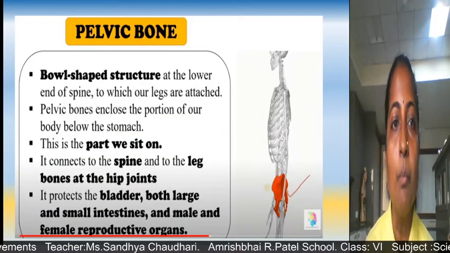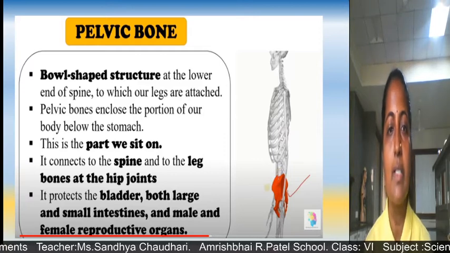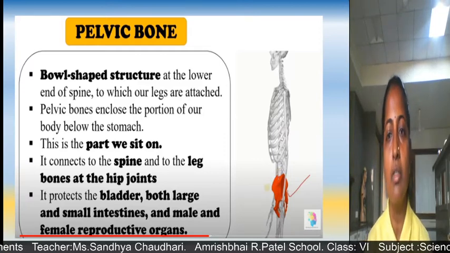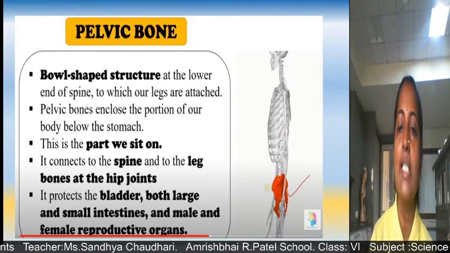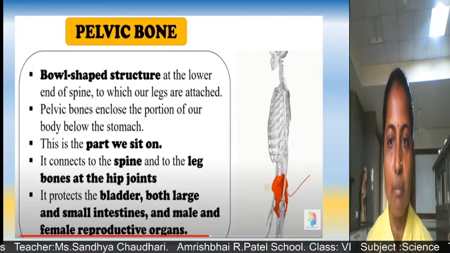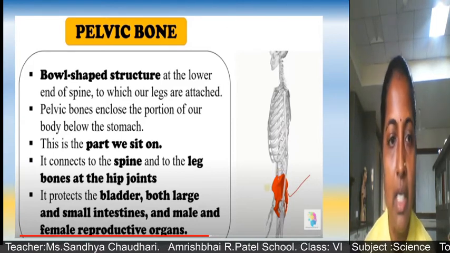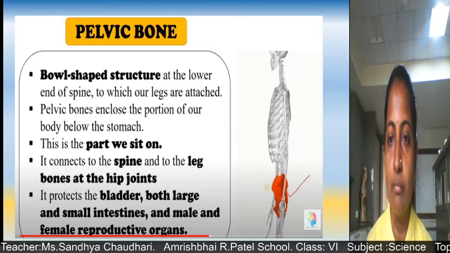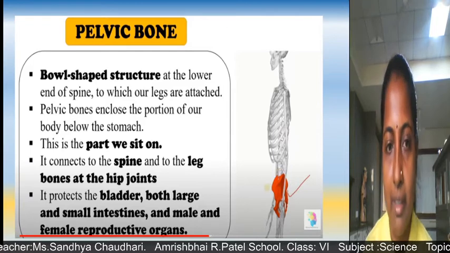Now we will talk about the pelvic bone. A bowl shaped structure is there at the lower end of the spine, to which our legs are attached. Pelvic bones enclose the portion of our body below the stomach. Below the stomach region, pelvic bones are there. This is the part we sit on.